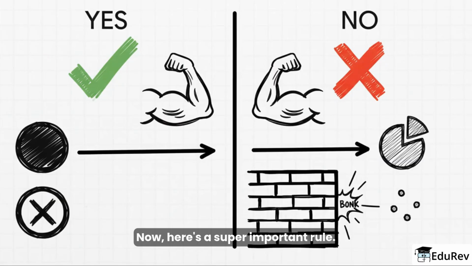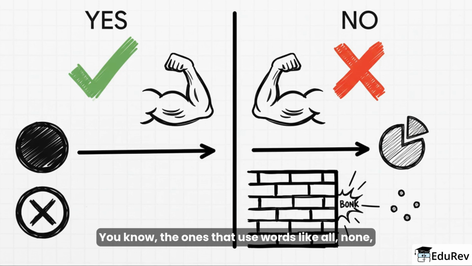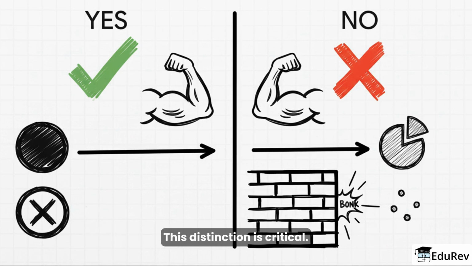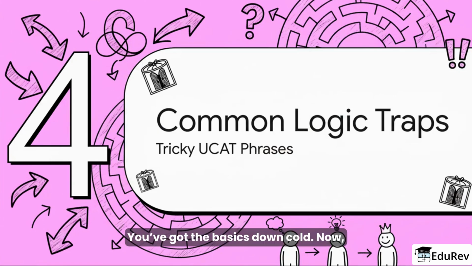Now, here's a super important rule. This power move, it doesn't work on everything. It only works for those absolute 100% statements. You know, the ones that use words like all, none, or only. You absolutely cannot use it on a statement like, most doctors are rich. It just doesn't work. Think about it. If someone isn't rich, that doesn't tell us for sure that they aren't a doctor. The logic completely falls apart. This distinction is critical.